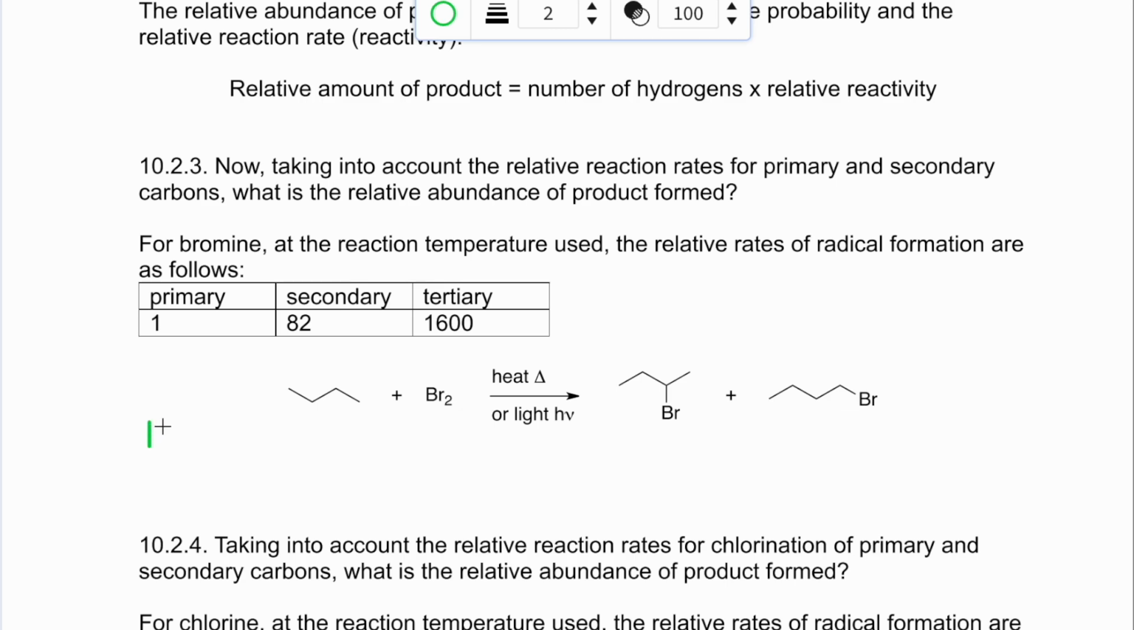So primary was in green, so this is the primary. We have 6 hydrogens times 1 being the relative reactivity, so I'm doing this right here. I should have paused this. Let's have you, you can pause this if you want, see if you can figure out the number of the relative reactivity and the amounts of products that you can form from this reaction.